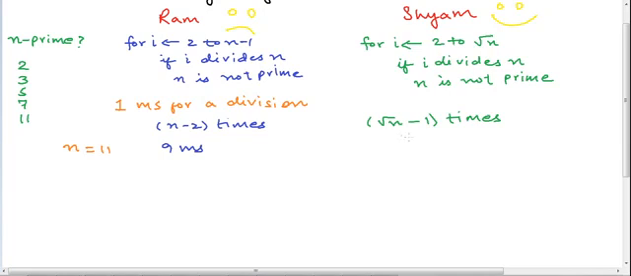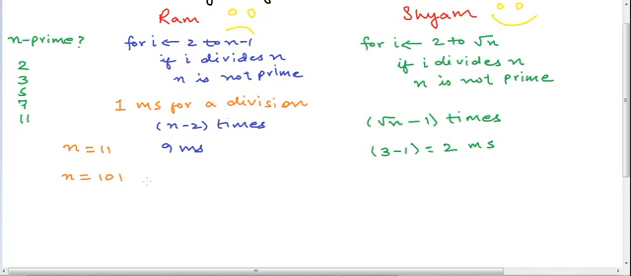Shyam, however, will take square root of n, or square root of 11 is 3 point something. We are only interested in the integer values, so the loop will run only for 2 and 3. So the loop will run exactly 3 minus 1 times, and the time taken will be 2 milliseconds. 9 milliseconds and 2 milliseconds, not much of a difference in terms of computational time. Let's pick up a higher value.